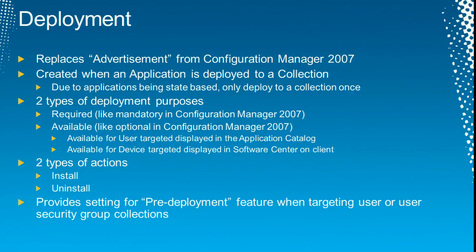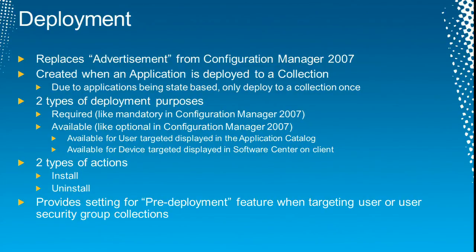There are 2 types of deployment purposes. Required is what you know as mandatory. So a mandatory advertisement is now a required deployment, and optional advertisements are now available deployments. So an application is now either required or available. Required means it has some deadline where it's got to be run. Available means there's never a deadline. It's at the end user's option whether or not they go ahead and deploy or try and run that application. If it's a required deployment, you retrieve policies either on schedule or on demand, and then it'll kick off at the appropriate mandatory or required time.